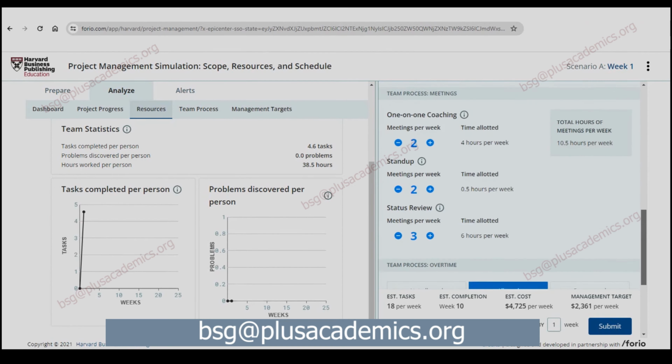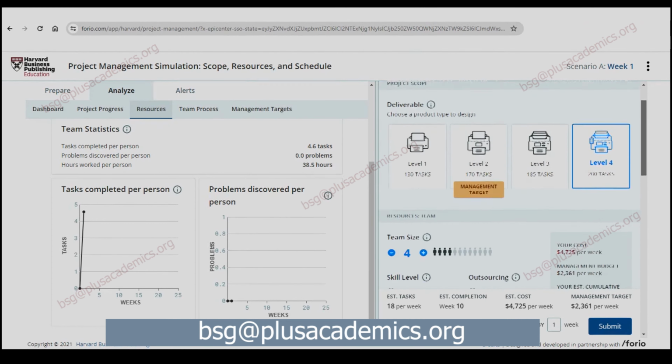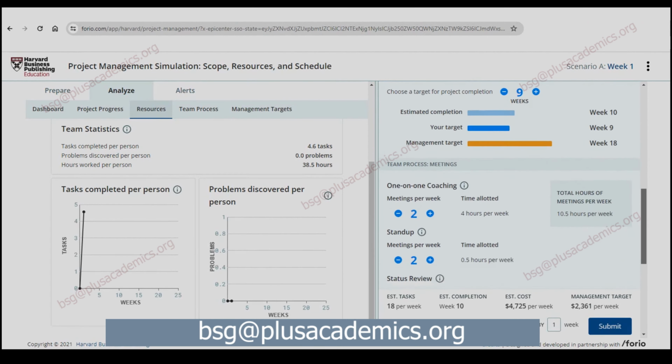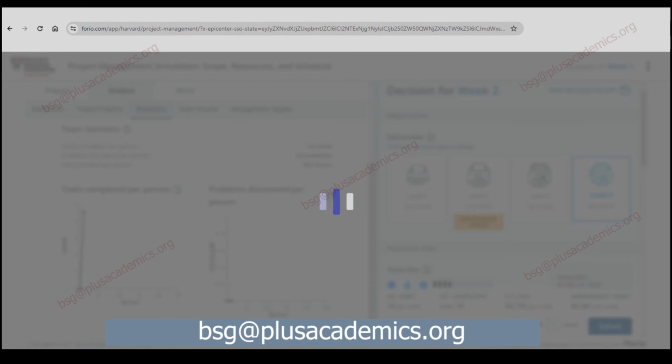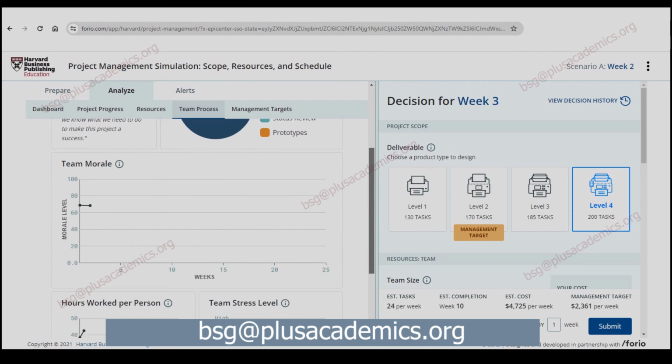So for week 2, let us reduce our target. Let us have 9 instead of 10. We are not changing the size of our team, let us maintain the size of our team the way it is, and then let us submit and see what happens. And then you can see the team is knowledgeable. We are a talented team and we know what we need to do to make this project a success. So let us go to team processes and see how we are spending our time.